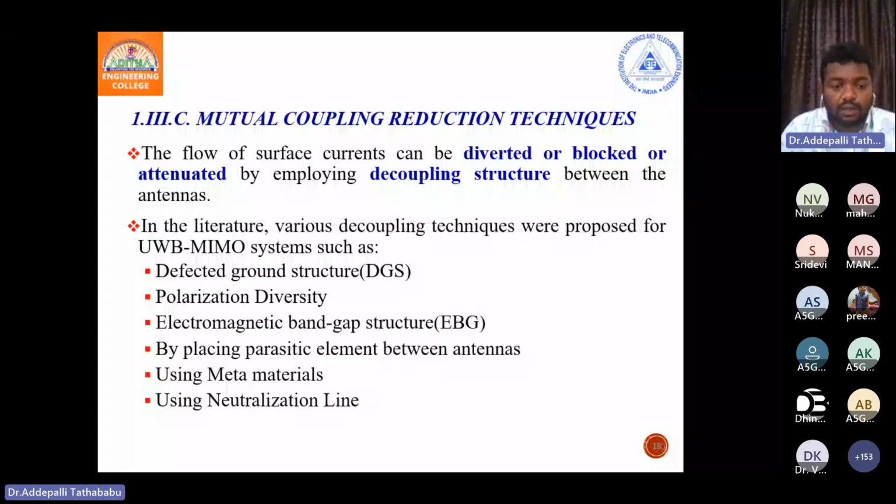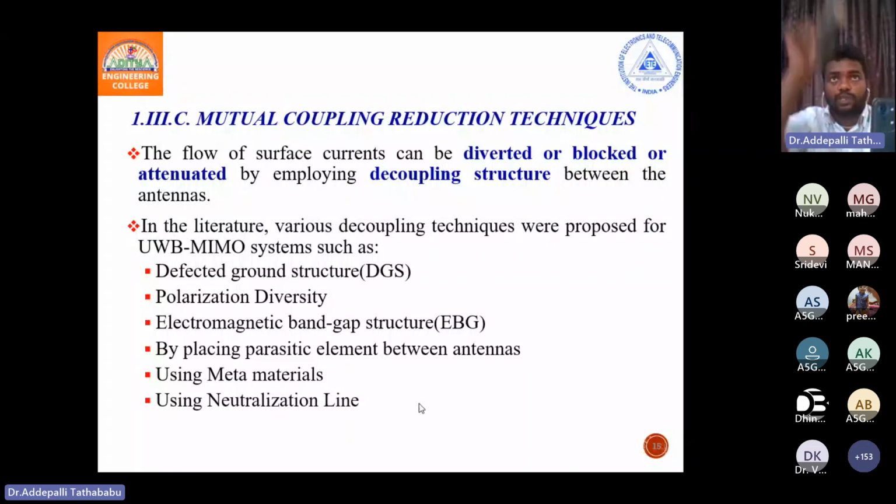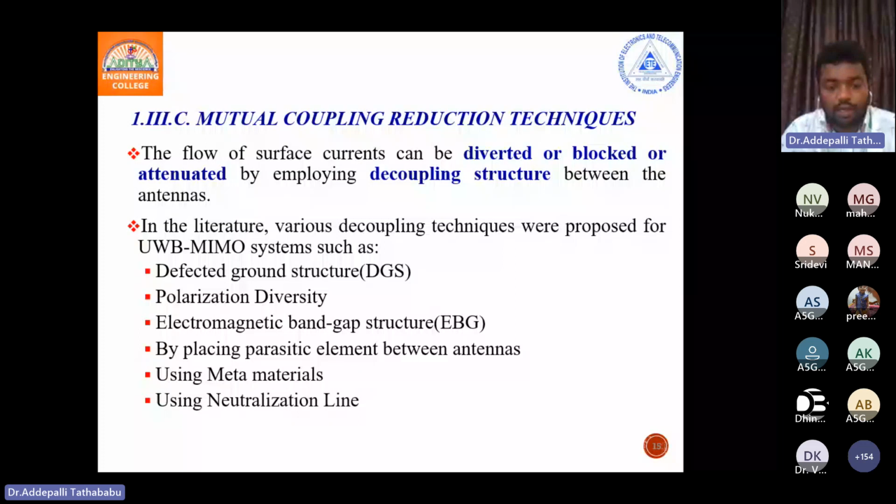And the fourth one is placing parasitic elements between the antenna elements. When two antennas are here, the radiations affect antenna 1 and antenna 2. By placing parasitic elements between the two elements, using metamaterial structures, we can cancel out the surface currents from one antenna to another. And another one is using neutralization techniques, with which we can also increase the isolation between the antenna elements.